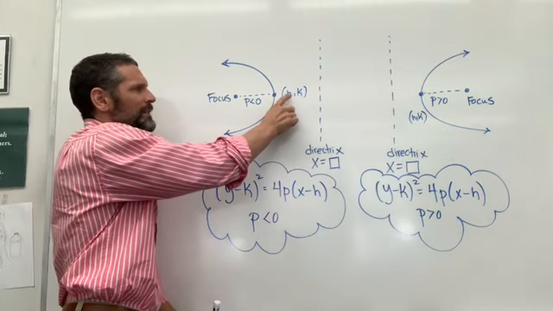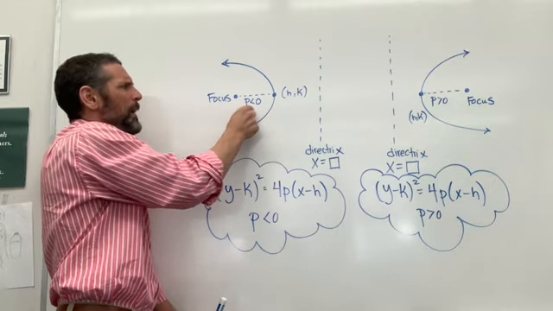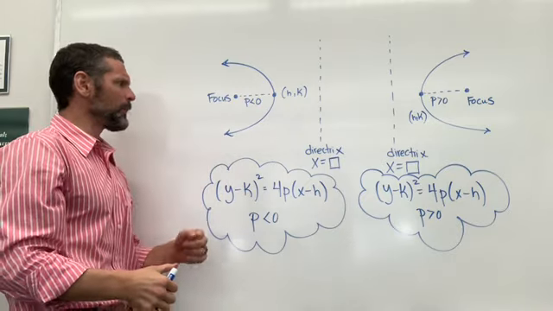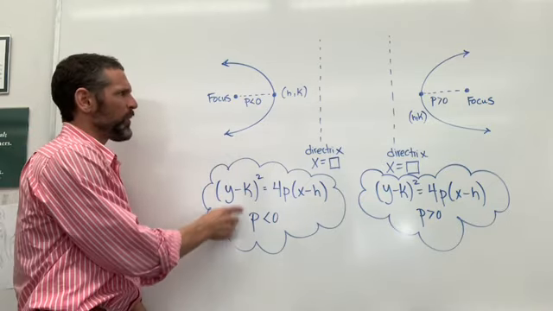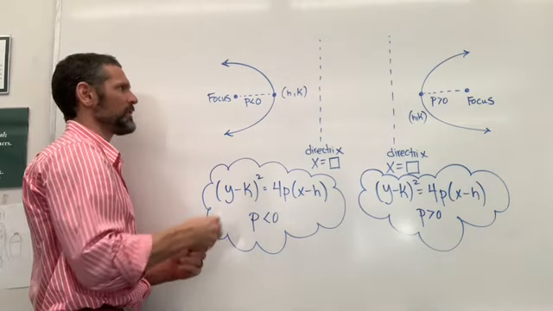Remember, the directed distance is from the vertex to the focus. If I'm going this way, my p, from here to here, I'm going in the negative x direction. I'm going to the left. And so this will be the equation: (y minus k) squared equals 4p times (x minus h).